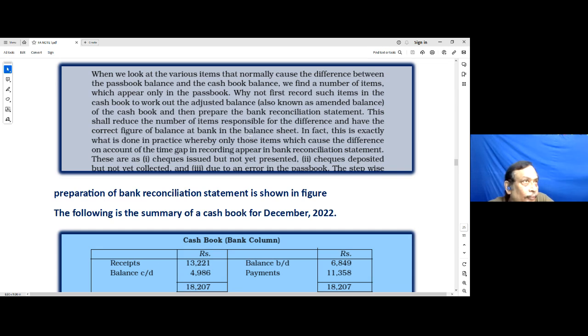in the balance sheet. In fact, this is exactly what is done in practice, whereby only those items which cause the difference on account of the time gap in recording appear in the bank reconciliation statement. These are: one, checks issued but not yet presented; two, checks deposited but not yet collected; number three, due to an error in the passbook, etc.